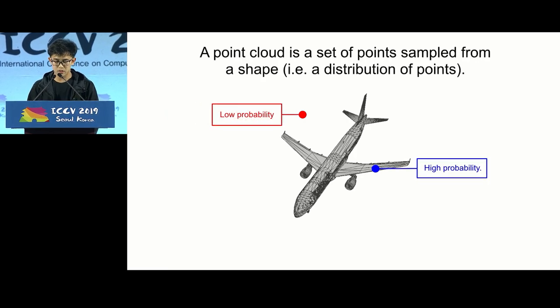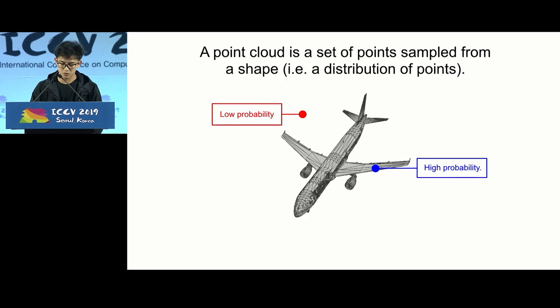Since a shape is a distribution of 3D points, we can view a point cloud as a sample of such distribution. For example, the airplane in the slide defines a distribution in the 3D space, and if we sample multiple points from the distribution, we can generate a point cloud for this airplane.